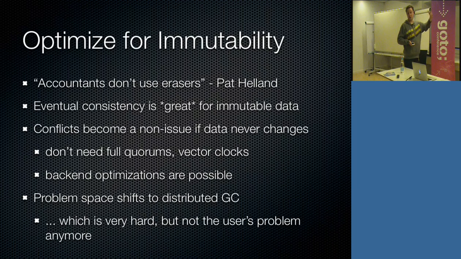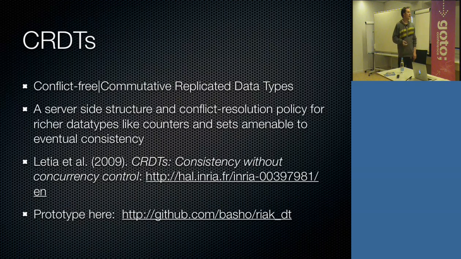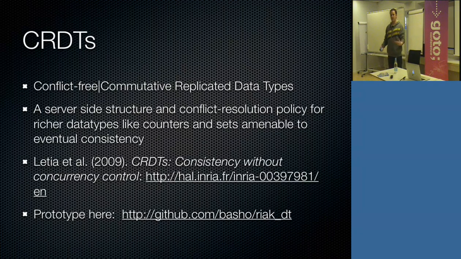You have to make a distributed garbage collector, which is very hard, but at least we've taken that problem out of the user's hands. So in the several years since these kinds of databases became popular, people have recognized these pains, and the research community has come up with some solutions. One of them is CRDTs, conflict-free or commutative, depending on what paper you're reading, replicated data types. All that really means is it's doing on the server what you would normally have to do on the client to resolve these things.